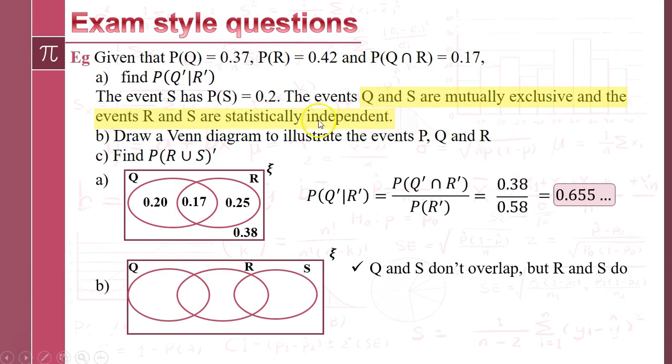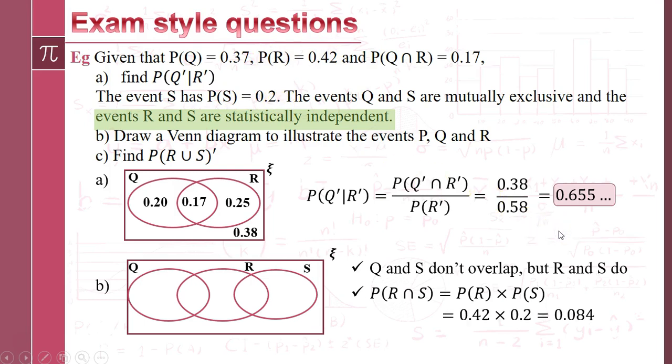Now let's use the second part of that, which is events R and S are independent. So if we've got independent events, we know that the intersection here is probability of R times the probability of S. And we've got those two values, the 0.42 and the 0.2. So that straight away tells us that intersection there is 0.084. So that can go on my diagram there.